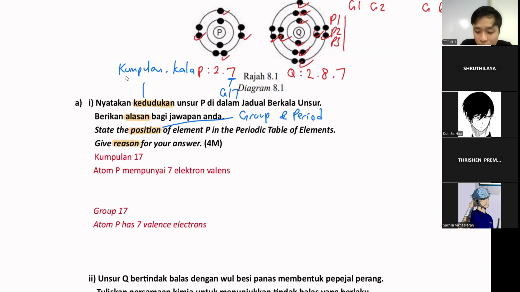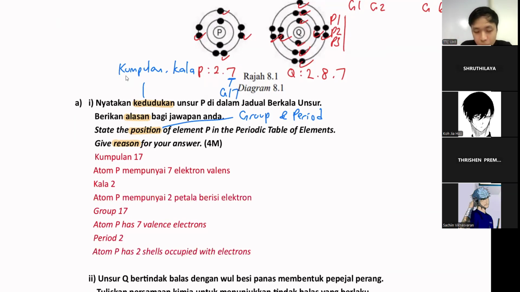Then period 2, because atom P has 2 shells. You have to be careful: in the answer, you better state atom. Even though it's a small matter, it is important. Atom P has 2 shells, that's why it is period 2.